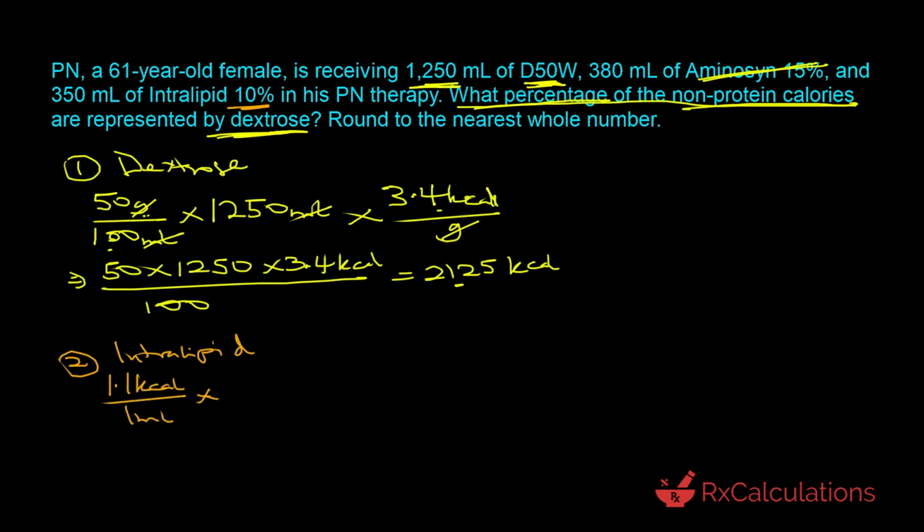So now you multiply this conversion by the volume. Once again, it's 350 milliliters. The milliliters cancel out, and you have 1.1 times 350. And the calculator says 385 kilocalories.